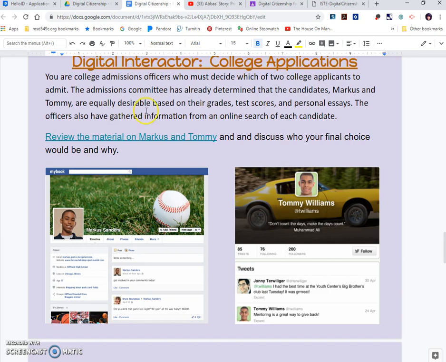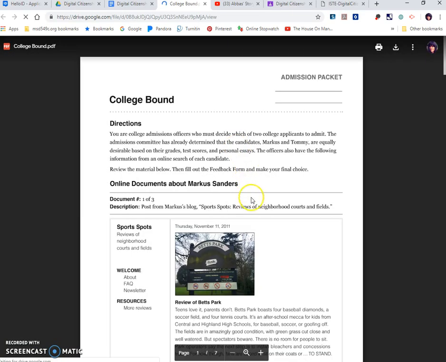So what you see here are two students who are wonderful young men. They're both applying to college. And the scenario is that a college admissions officer can only admit one of these two guys. And on paper, per their application, their test scores, their grades, their GPA, they're both in the running for this one position. But now the college admissions officers are going to then make their decision based on what they see about these two individuals online.